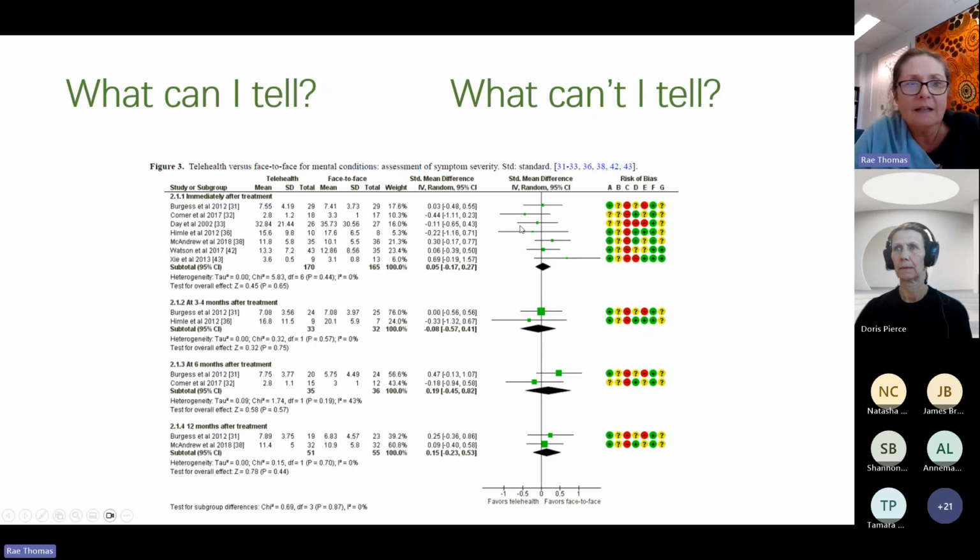So bottom line is, that's how to interpret a forest plot. And I know it's a lot to take in. And this recording is available on the TARC website the minute I can get it up there after today.